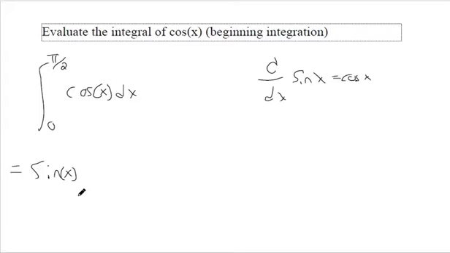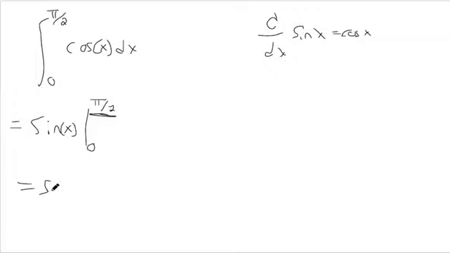Okay. And so once you've found your antiderivative, what do we do with these 0 and pi over 2? We usually make a vertical line like this to symbolize the limits of integration. We're going to plug in pi over 2 into this function. And then we're going to plug in 0 into this function.